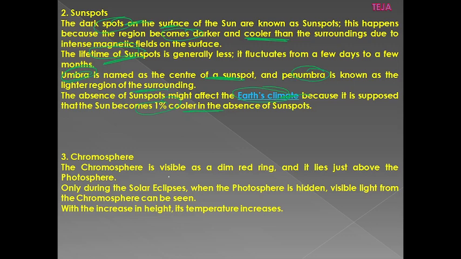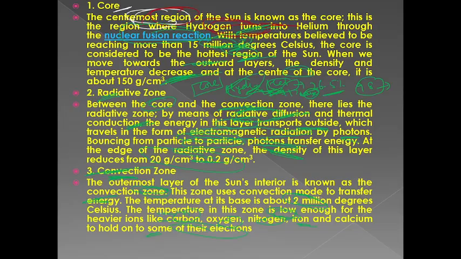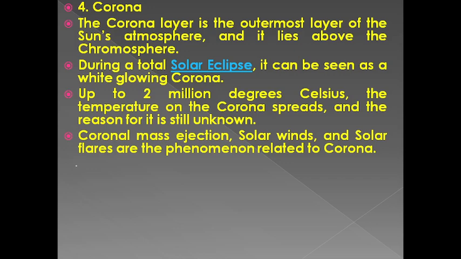Next, important, the chromosphere. It is visible as a dim red ring and it lies just above the photosphere. Only during the solar eclipse, when the photosphere is hidden, can visible light from the chromosphere be seen. It is a very dim red light which can be seen during the solar eclipse, when the photosphere is completely hidden. Here also, with the increase in height, the temperature increases in the chromosphere.